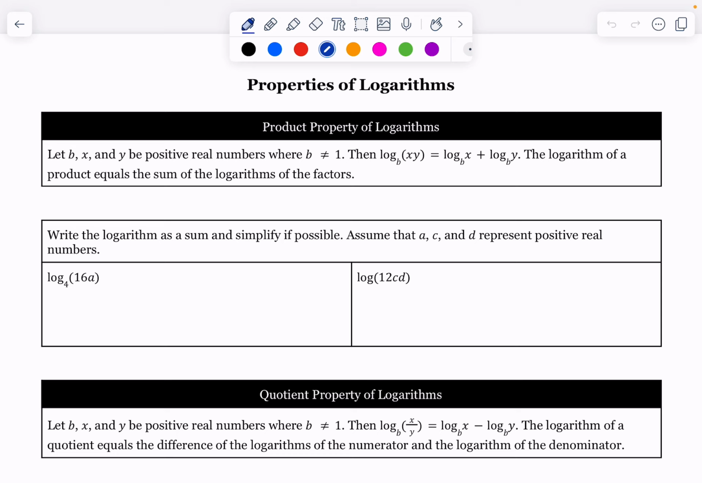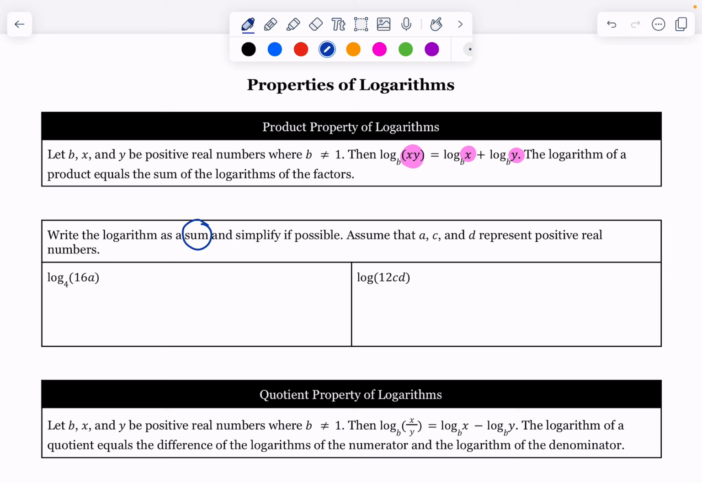So what that says is the logarithm of a product, so right here we have a product, equals the sum of the logarithms of the product. So we break out x and y, and it becomes, I'll use green there, a sum. Okay, so for these, it says write the logarithm as a sum and simplify if possible. Assume that a, c, and d represent positive real numbers.